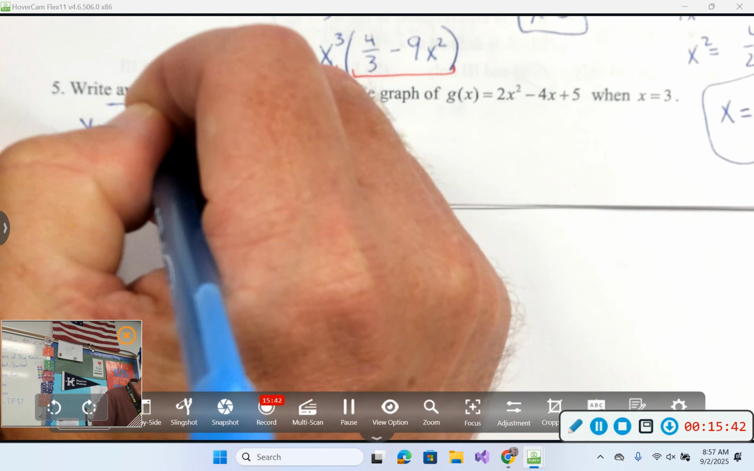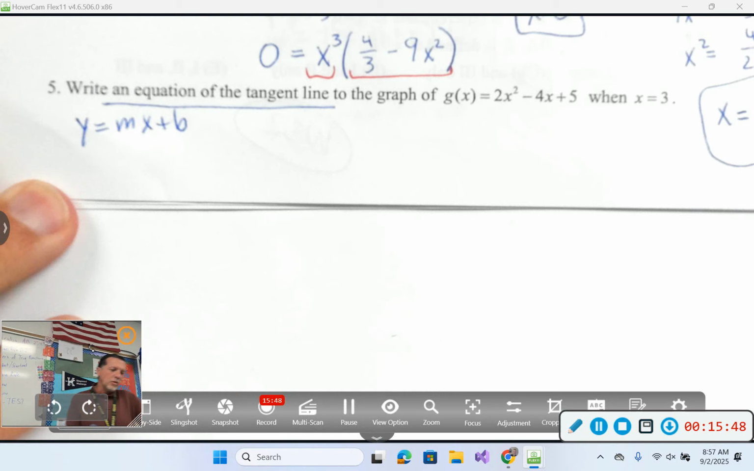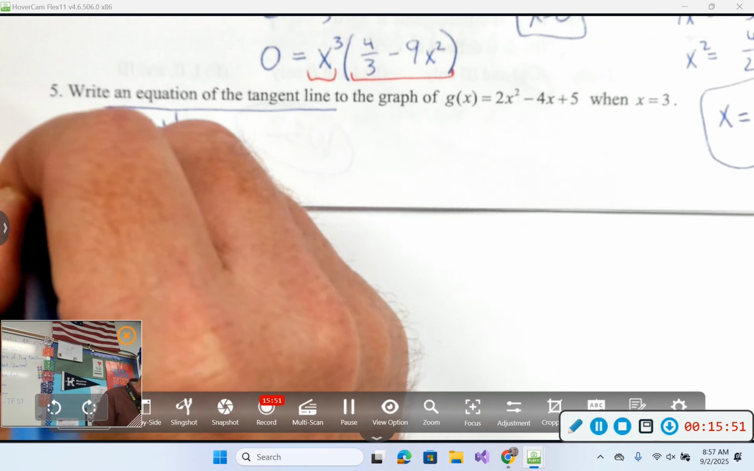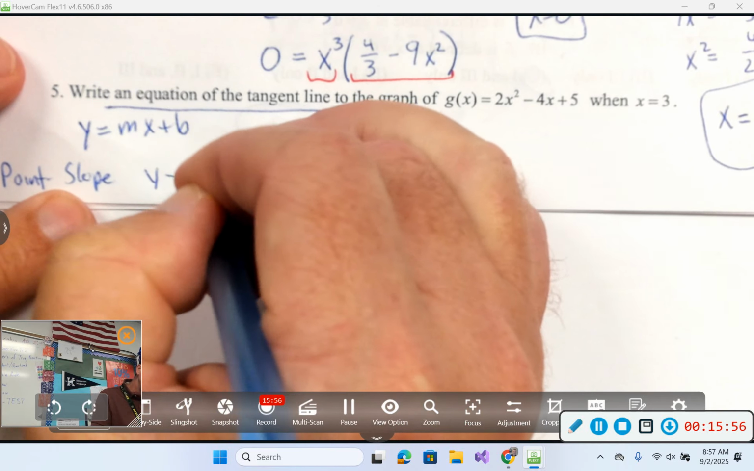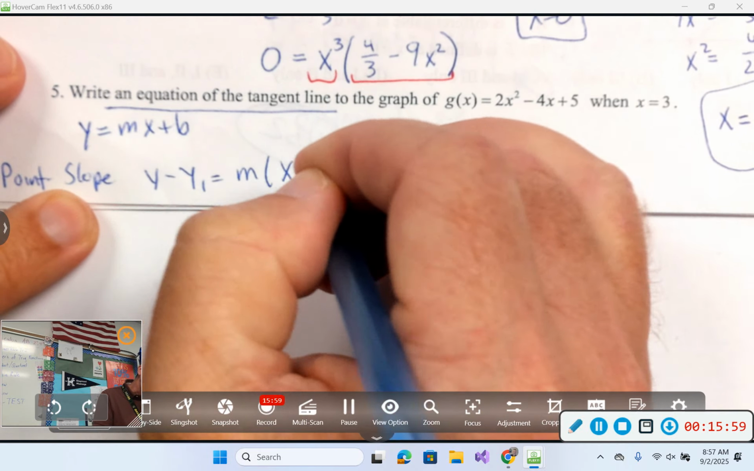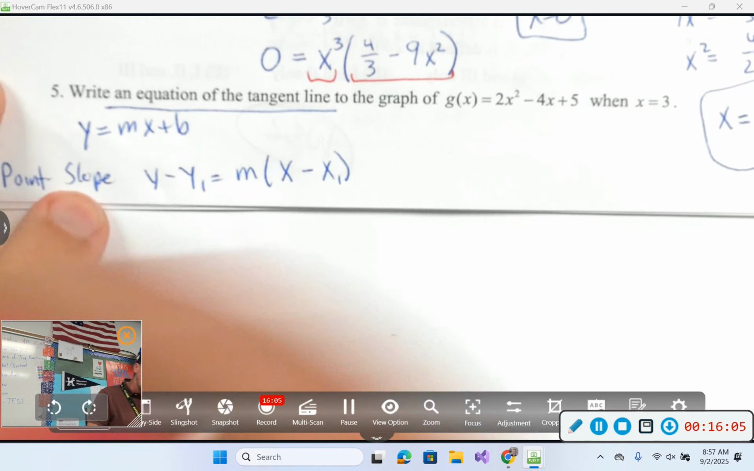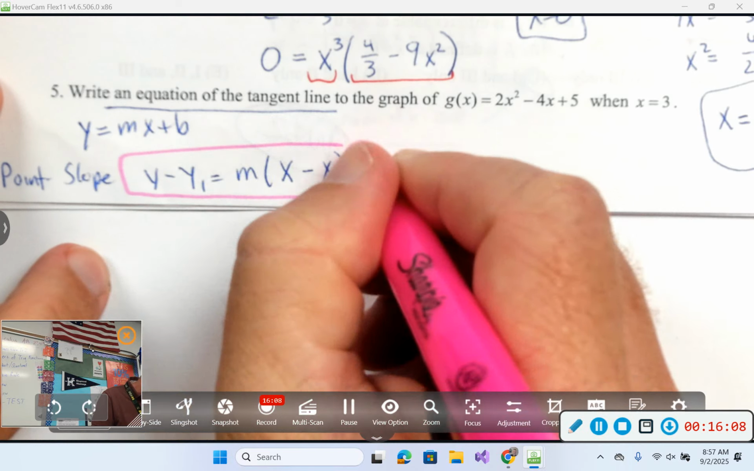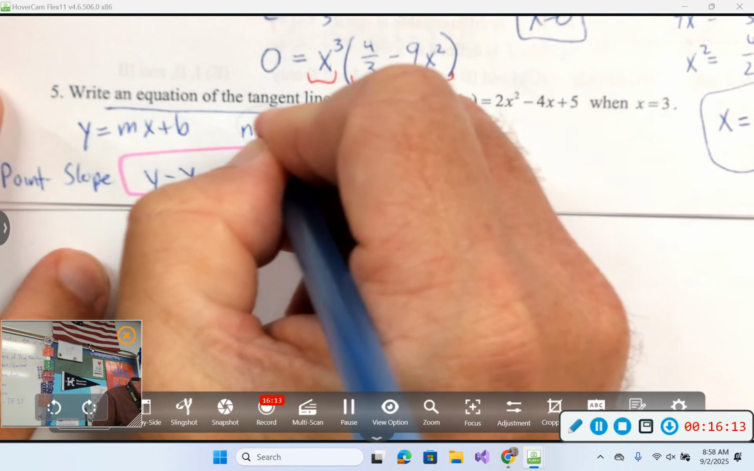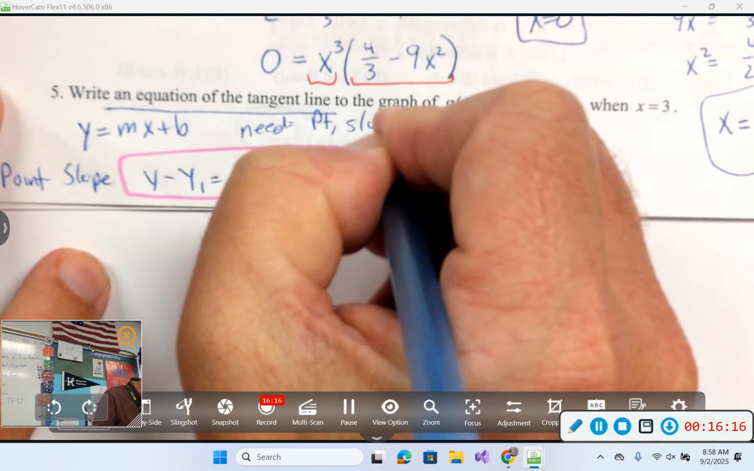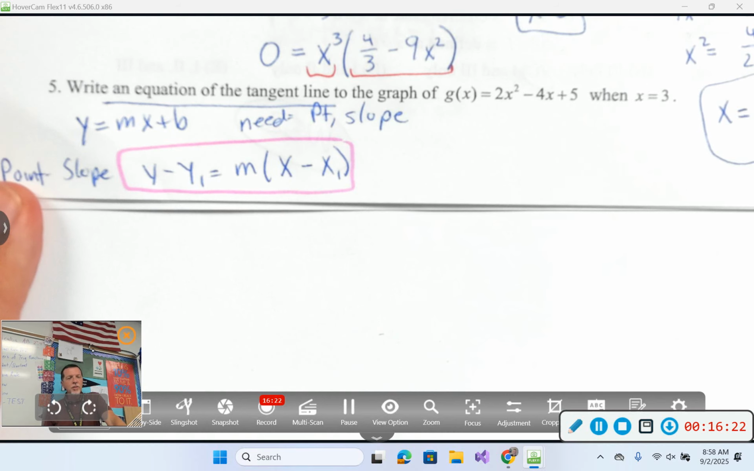Because most people revert to mx plus b, but we don't use that very often in calculus. It's not wrong, but we prefer the point slope form. Y minus y1 equals m times x minus x1. We like it because all we need is a point and a slope. So we're going to write that form of the line. We need a point and a slope.